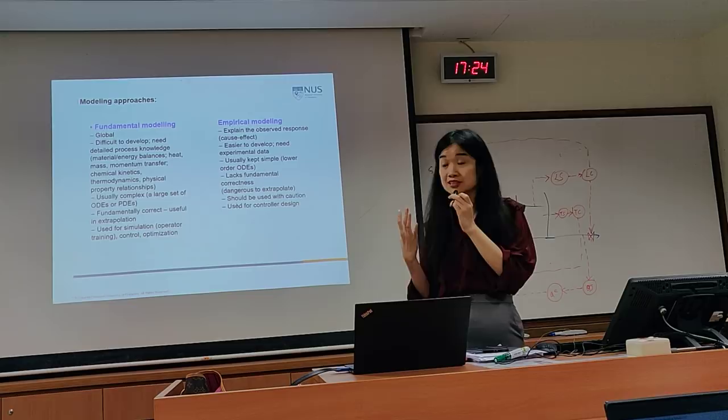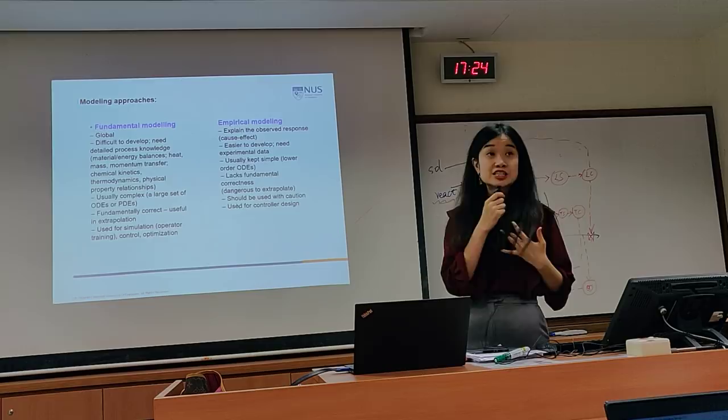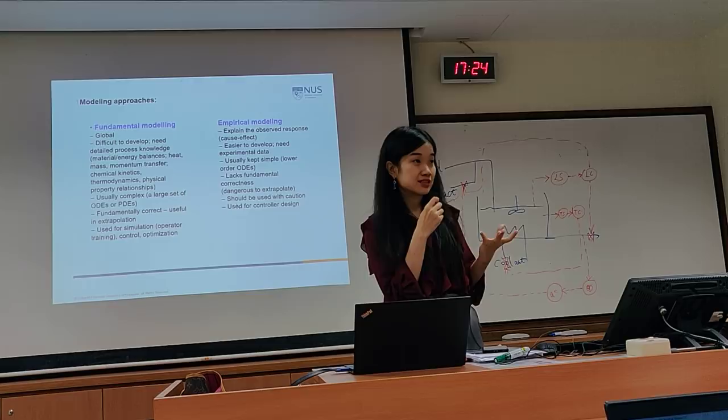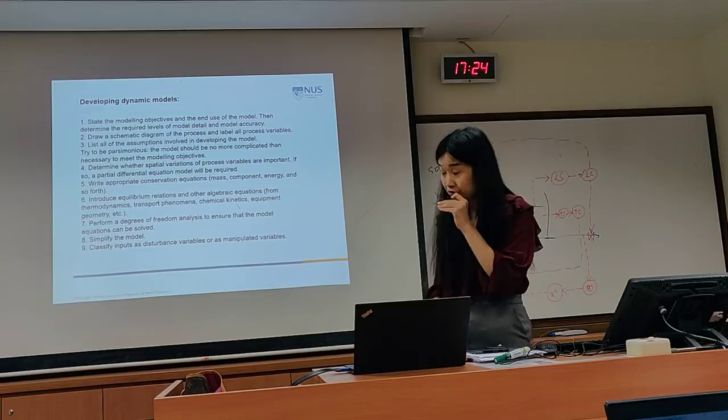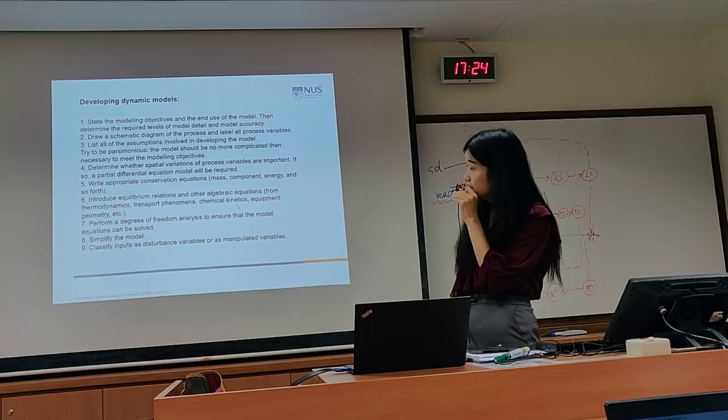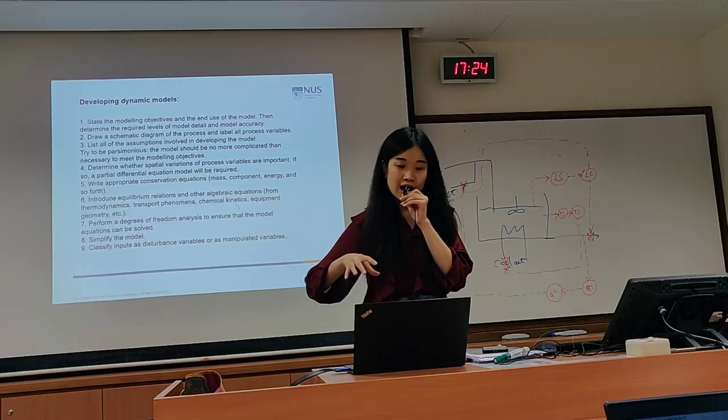So this one should be used with caution, but it's very helpful for controller design because it's simpler, and the controller can help correct the errors to improve the closed loop system performance. Okay, so this is the basic idea of why we need process modeling. And the modeling approaches are, if you want to design the dynamic modeling, what's stated in the class as well. We will then use one example to show how we can follow the steps to develop the process model. So this is question two.